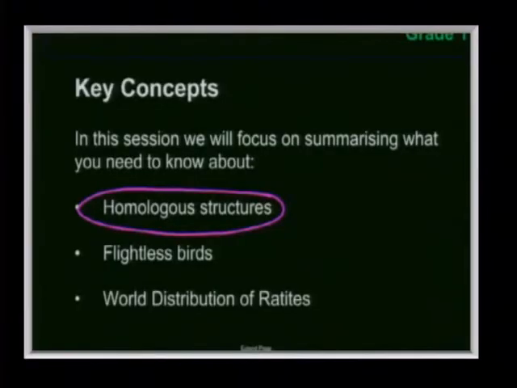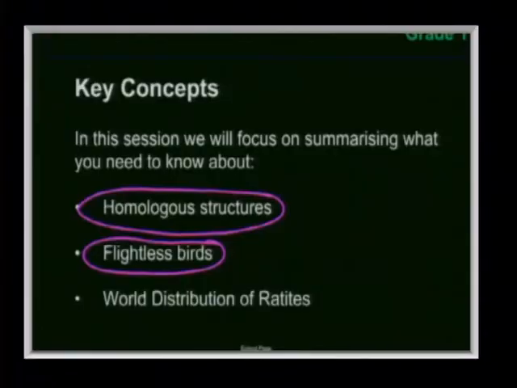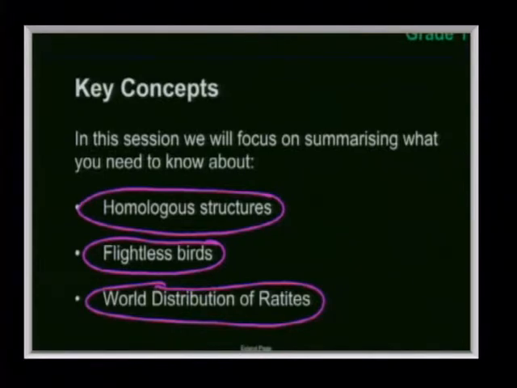Then we will look at flightless birds. These are a group of birds called the ratites, and we as South Africans have the largest of the group, where we of course know it's the ostrich. And then we'll also look at the world distribution of these ratites and connect this to the continental drift that we spoke about, or that you were taught in grade 10 life sciences.